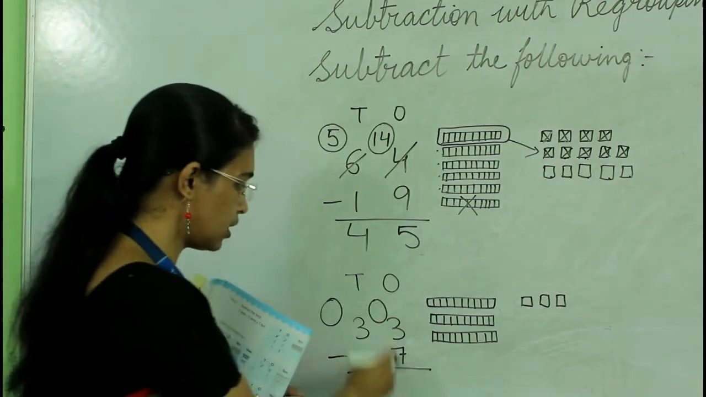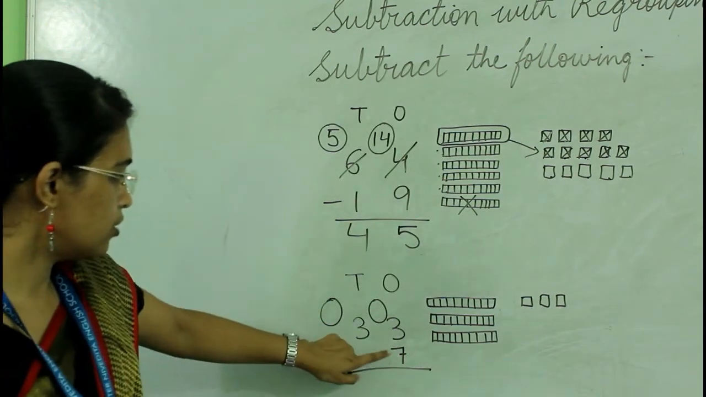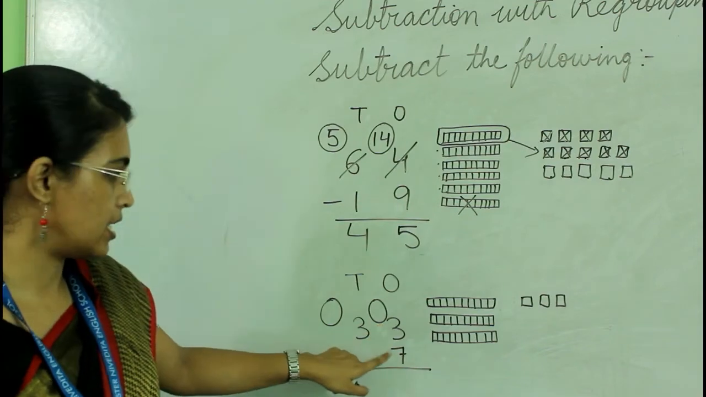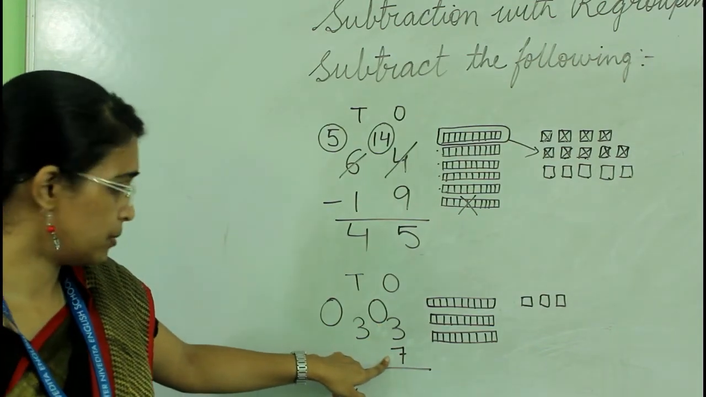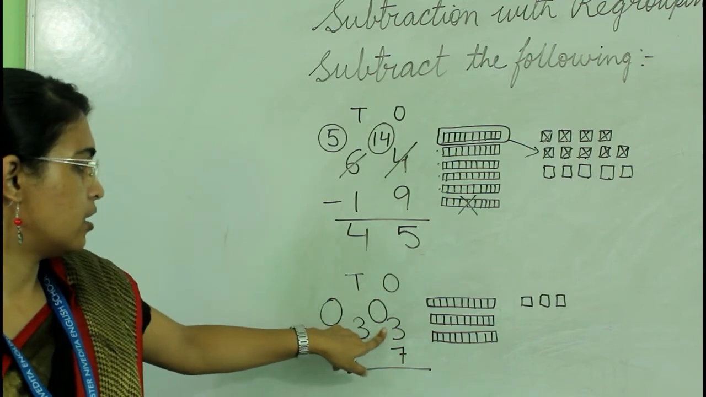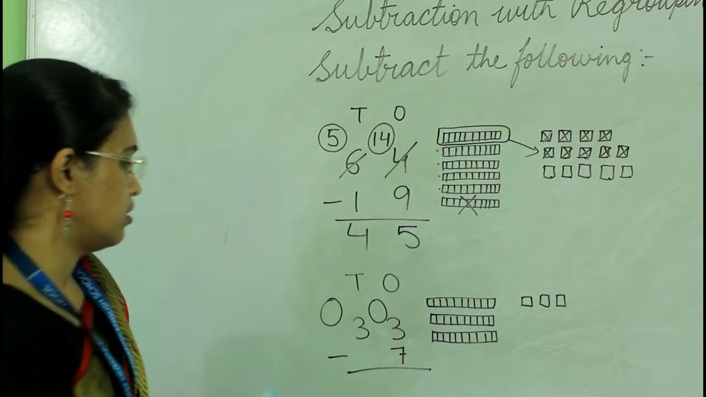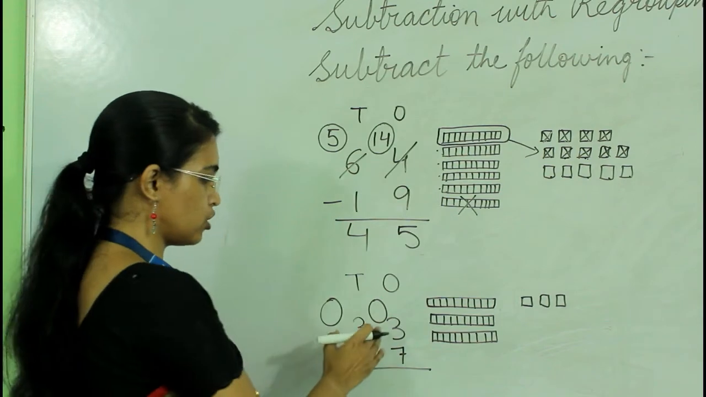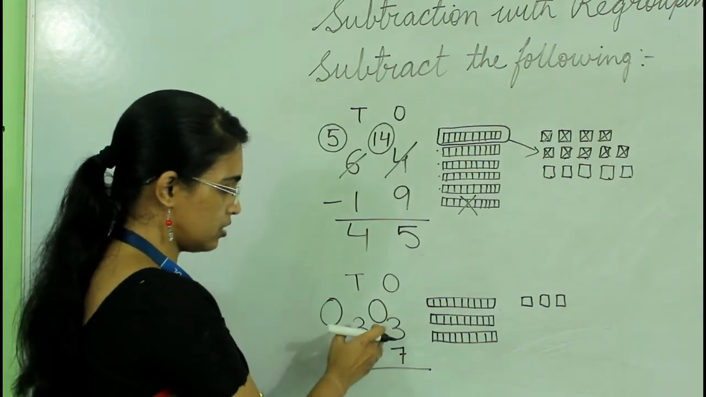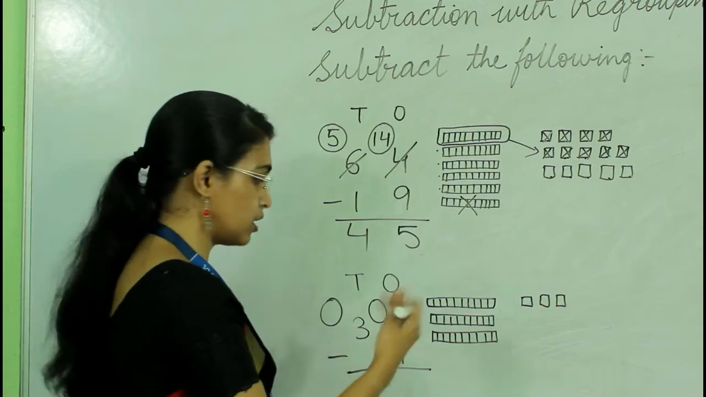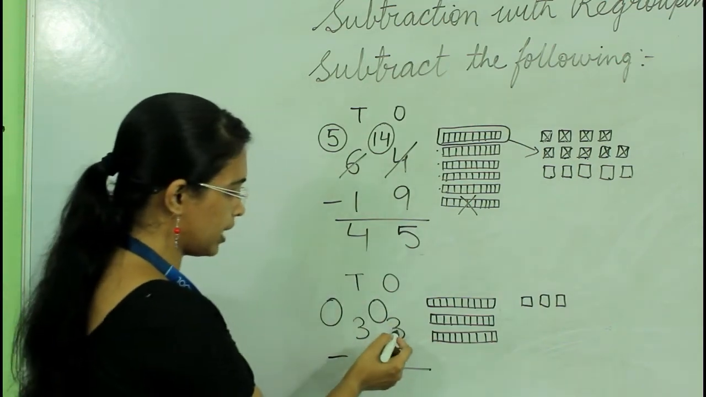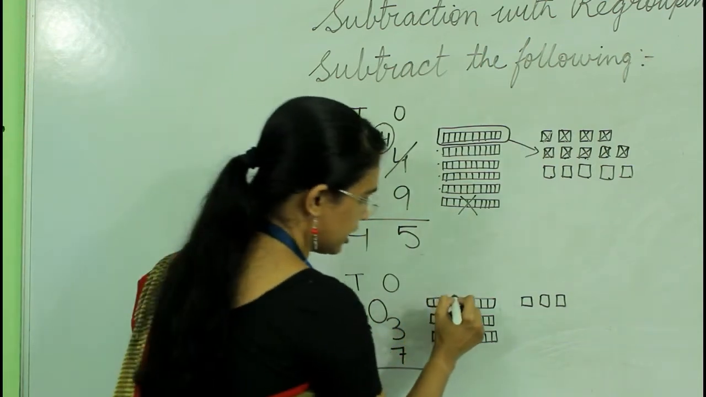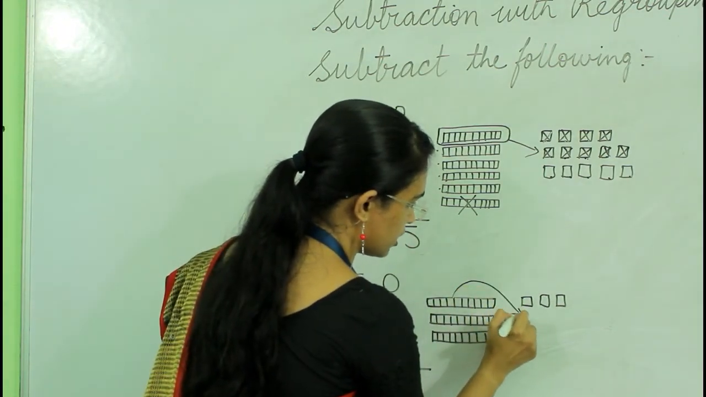Now after doing this, look at the ones place numbers. Here we have 7 and here we have 3. So at the top we have the smaller number and at the bottom we have the bigger number. We can't subtract a bigger number from a smaller one, okay? When we are doing subtraction, always remember that we can't subtract bigger from smaller. We have to subtract smaller from bigger. So for making this number bigger, what do we have to do? We have to take this group from here and put it in the ones place.